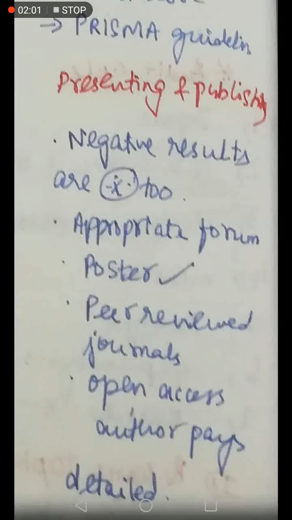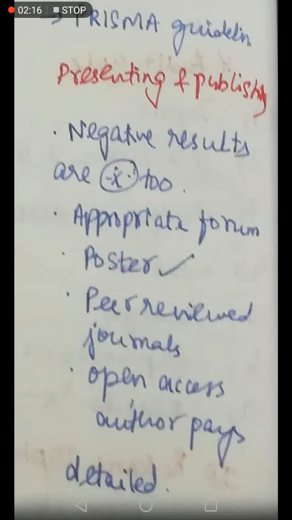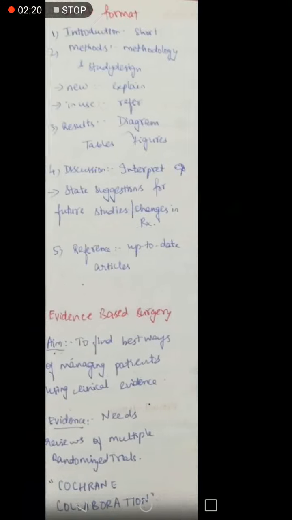Poster presentations are very important because they are very attractive, and most people prefer posters to presentations. Peer reviewed journals are also there. Open access journals are also there, where the author has to pay for publishing. And whatever you are going to publish has to be very detailed.